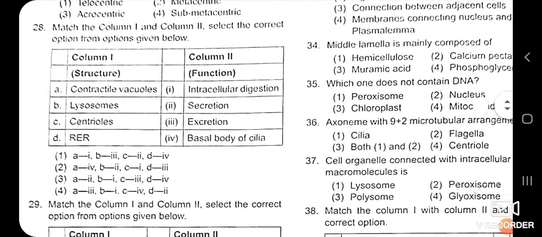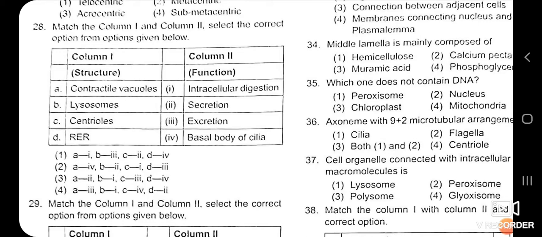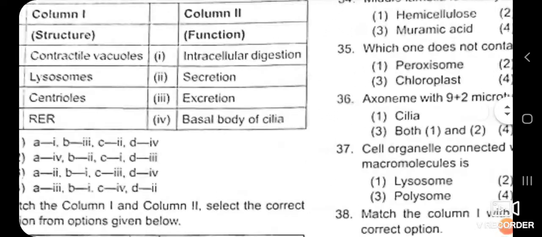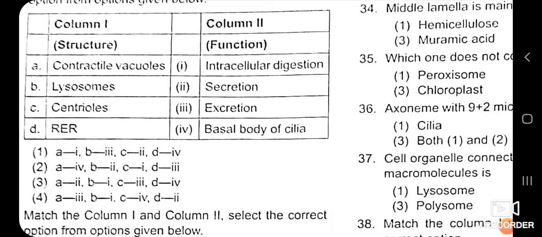Question number 28. Match column 1 and column 2. Select the correct option from the options given below. Here column 1 and column 2 are given. In column 1 the structure is given and in column 2 the function is given. Column 1 has contractile vacuole, lysosome, centriole, RER. Column 2 has the functions given: intracellular digestion, secretion, excretion and the basal body of cilia.